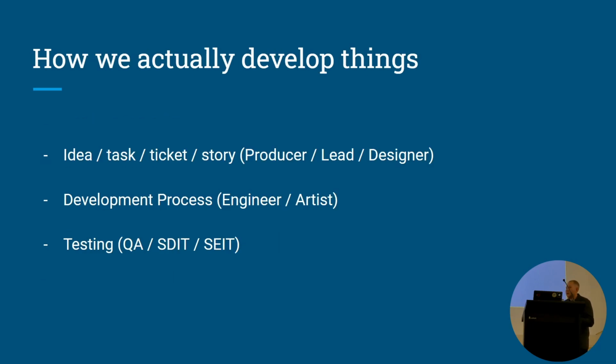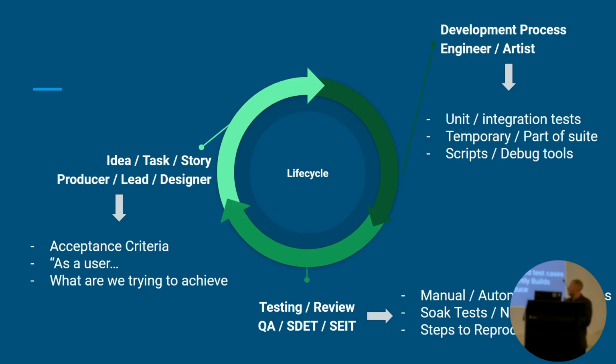So let's look at how we actually develop things. Usually we start off with an idea or some sort of ticket. There's then a development process, and then we go through a period of testing. If we start off with the idea phase, something really simple is that we can add in acceptance criteria onto our ticket, and that makes it really clear what it is we're trying to achieve when that work has been completed. We can use language like, as a user, I expect this to happen. So, for example, I can't walk through walls, or I can unlock a door when I've got a key.